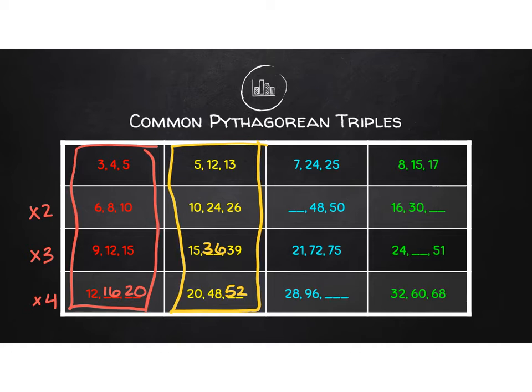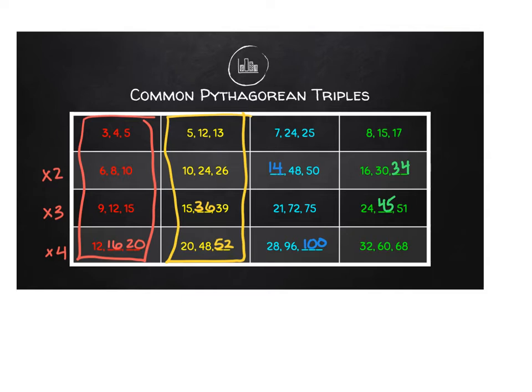So I can find any number of Pythagorean triples once I know one. This is certainly not all of them. There are many, many more. But once you find one, if you're looking for another, multiplying by any number will give you another Pythagorean triple. Go ahead and pause. I'm going to fill in the rest of these. You fill in as well, and then hit play and check your work against mine.